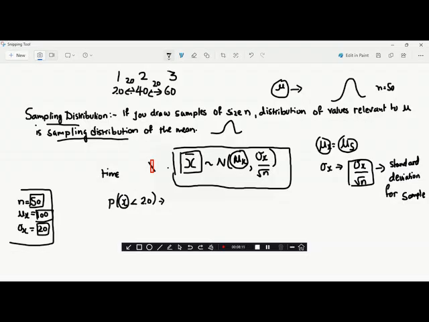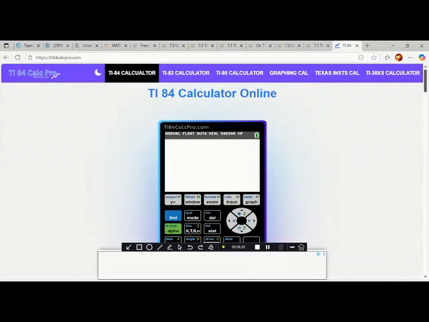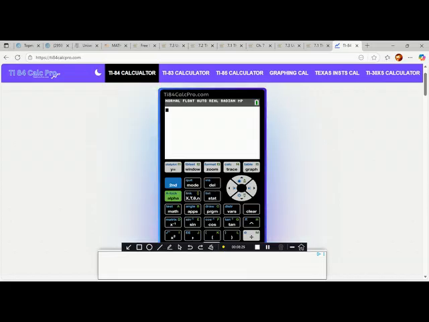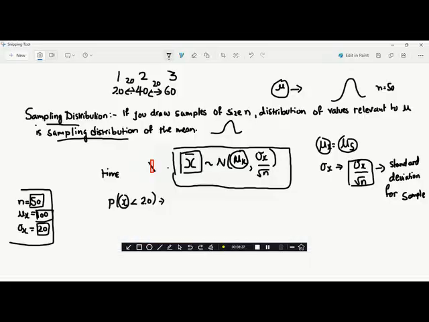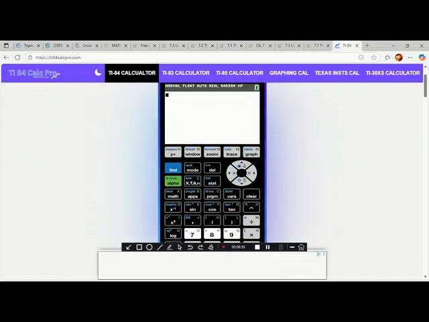So in that case, we will use our TI-84 calculator. This is what the TI-84 calculator looks like right over here. This is an emulator, but this is something that you can use to figure out your calculations. So given these values, we'll need to type in these values. To do this, you will press the second function on your TI-84, then vars. It will populate these options over here.